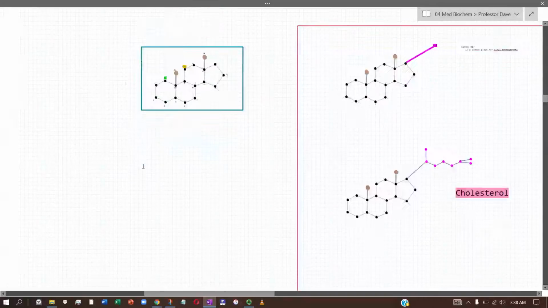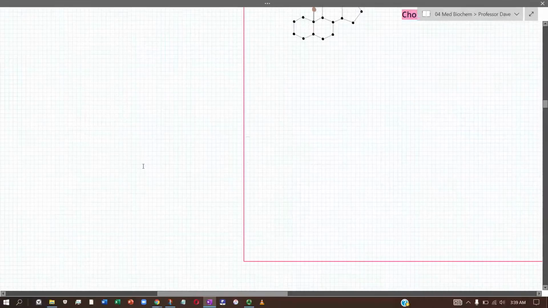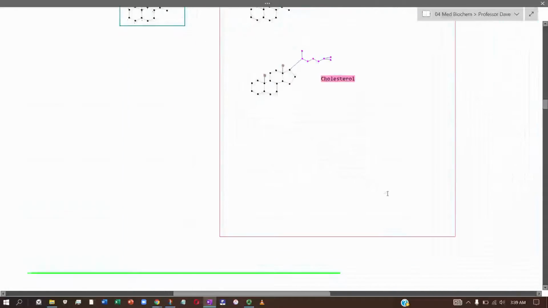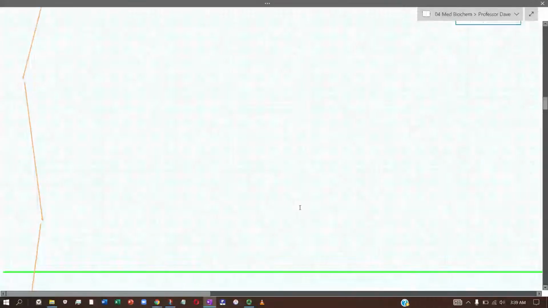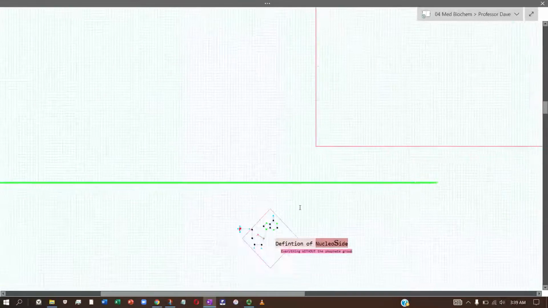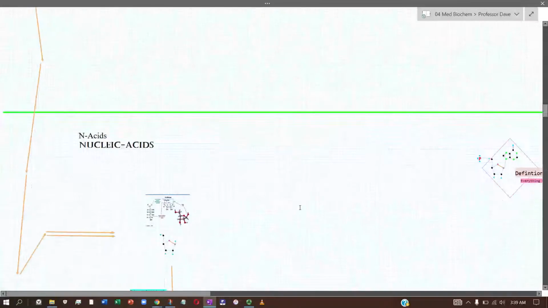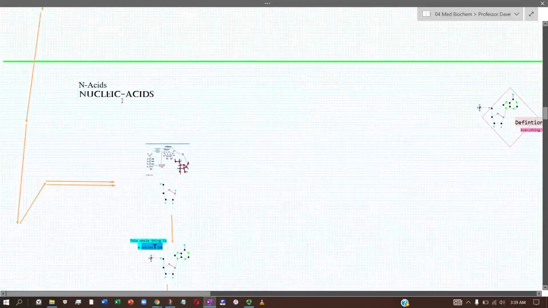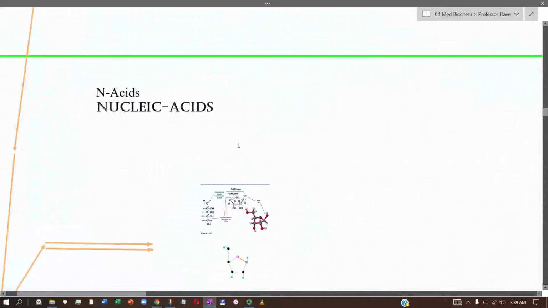So we'll cover that if it becomes necessary, which is why I left a lot of space here. This is where those notes would go. So that covers everything related to lipids for now, everything that seems important. So let's move on to nucleic acids.